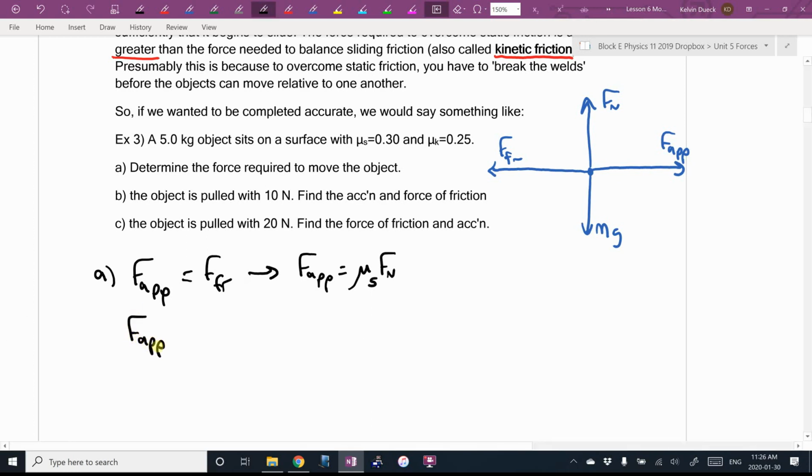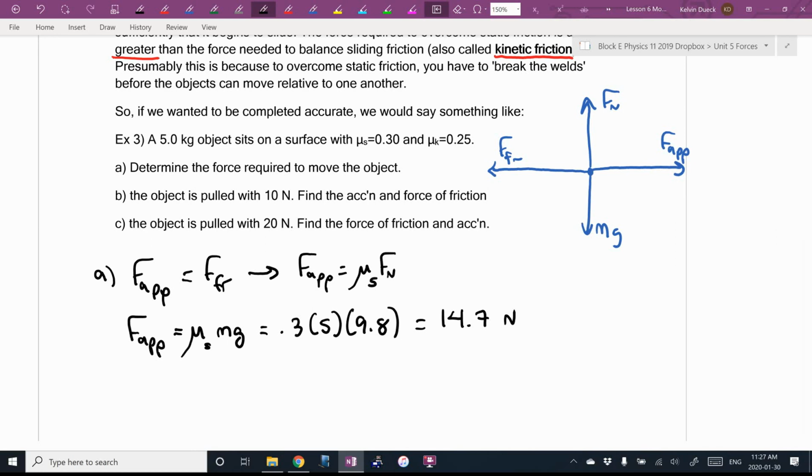So for me to get this moving, I have to pull harder than this. It's going to be mu static mg. It's going to be 0.3 times 5 times 9.8. If I do that one in my head, it's going to be 49 times 0.3. Well, 50 times 0.3 would be 15. So, 14.7? Double check me. So, really, technically, 14.7 wouldn't quite get this moving. 14.700000001, now it would start to move because I've overcome friction and the forces would no longer be balanced. The biggest friction can be is 14.7.